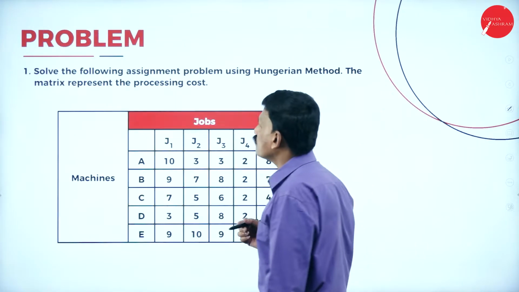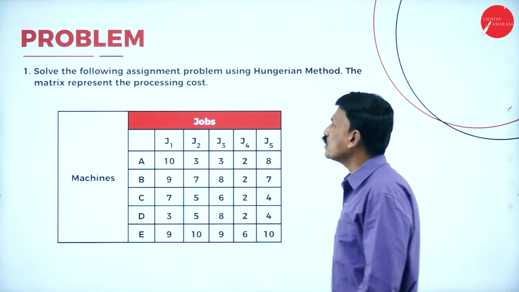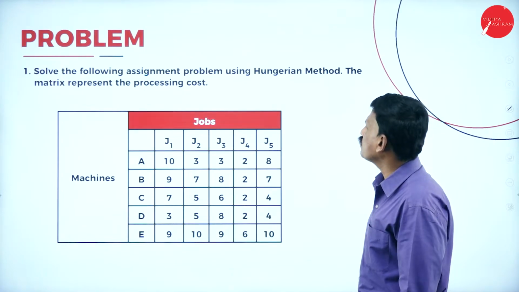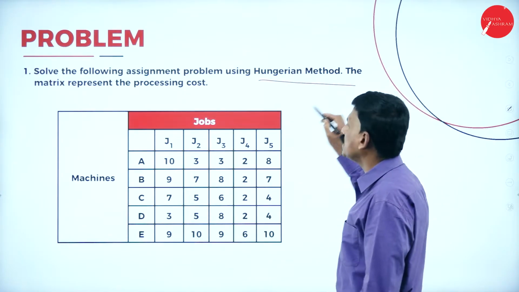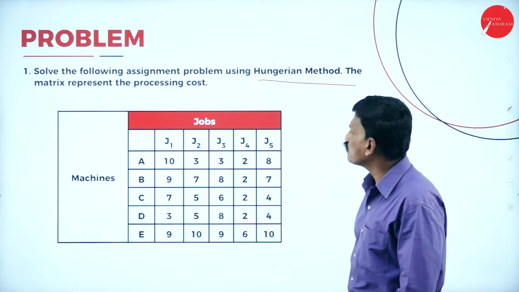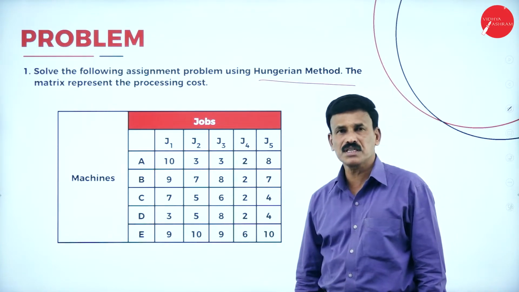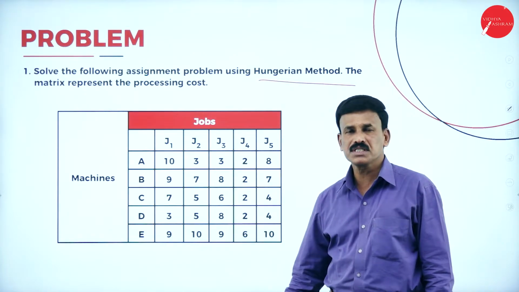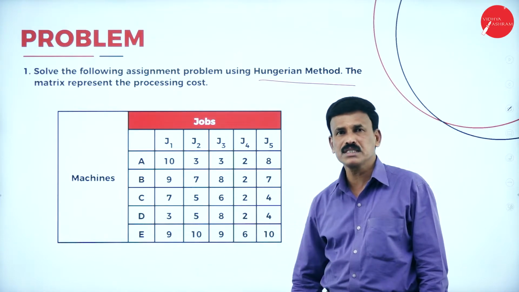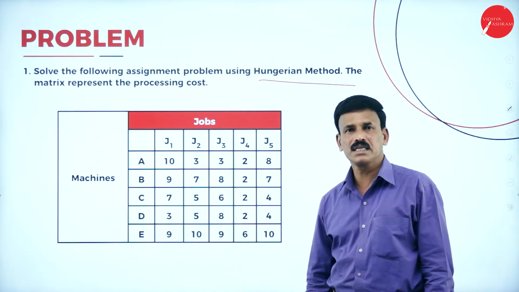Let me take an example. Now let us come to the problem. Solve the following assignment problem using the Hungarian method. The matrix represents the processing cost. This is very important. The processing cost is represented in the form of a matrix. We have to solve this by the Hungarian method.